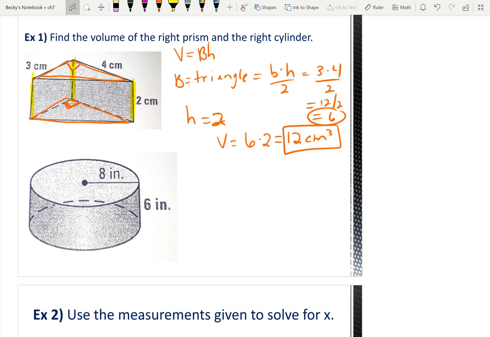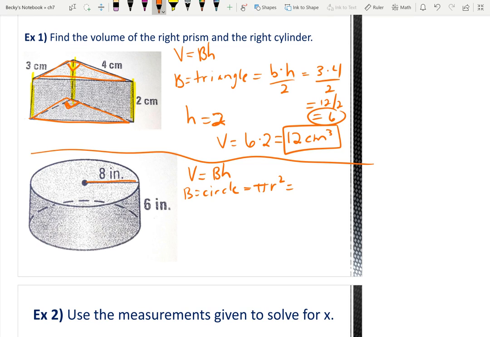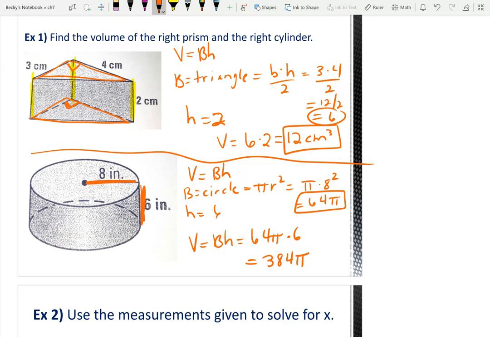Okay, next one. Again, volume is base times height. My base is a circle, which is pi radius squared. My radius is 8. So that is 64 pi. My height is this number here, which is 6. So my volume base times height is 64 pi times 6, which is 384 pi inches cubed.